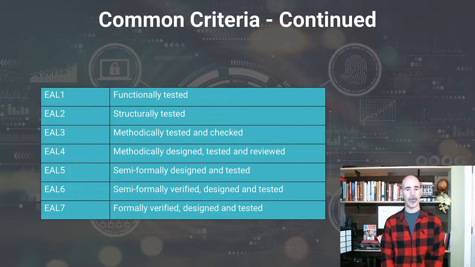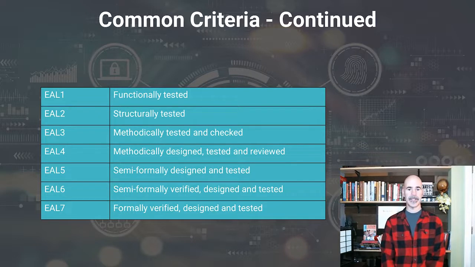For EAL3, methodically tested and checked, this means that secure engineering is from start to finish with moderate level of testing. For EAL4, methodically designed, tested, and reviewed, this means that it's been rigorously security engineered. So security engineering has been put in at the beginning. EAL5, semi-formally designed and tested, means rigorous security engineering and includes specialist security engineering techniques.